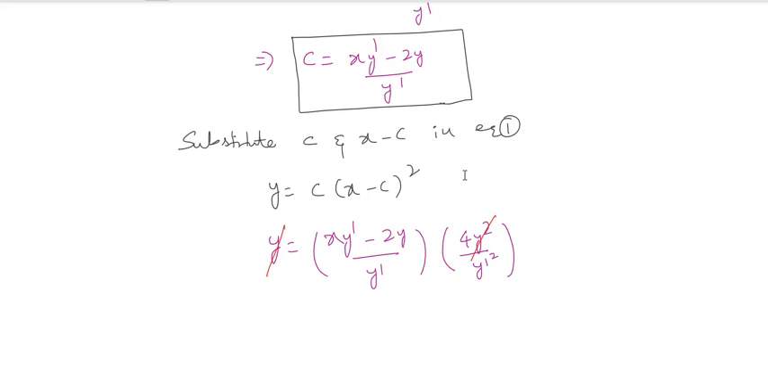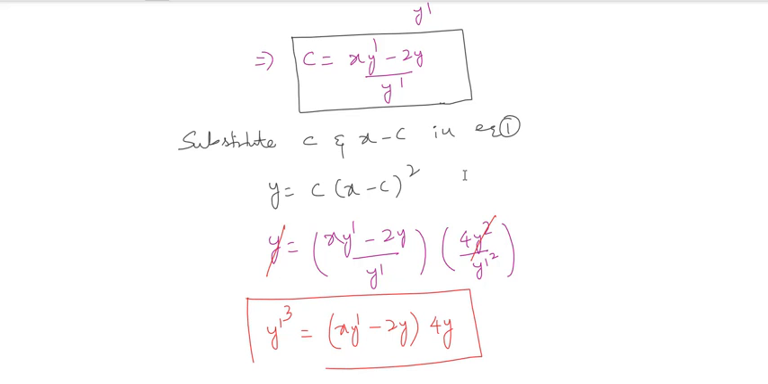So if you realign this, you will have y dash cube is equivalent to y dash square into y dash. So y dash into y dash square will be y dash cube, which is equivalent to xy dash minus 2y into 4y. So this is the final equation.